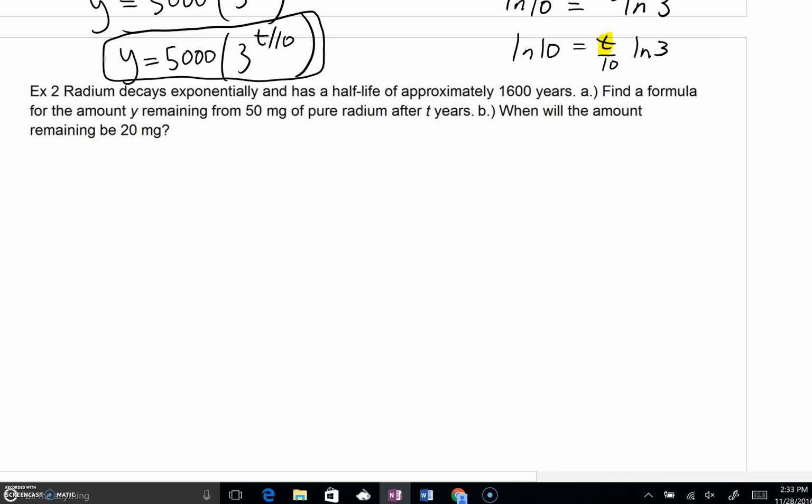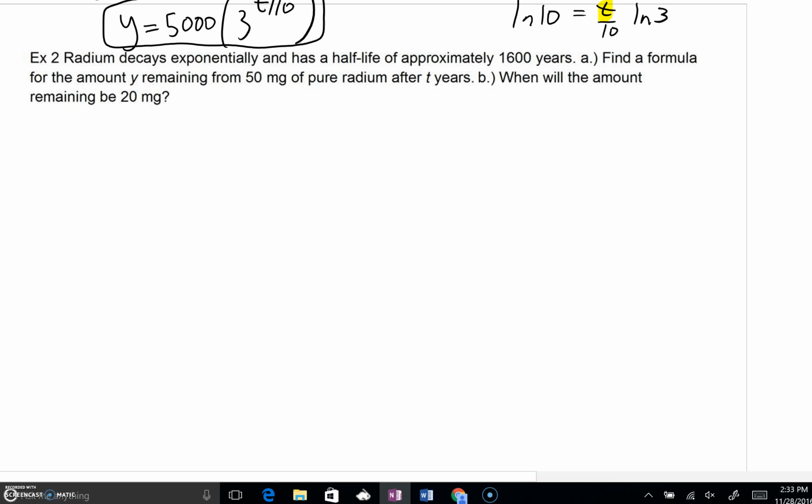Wow, you're going to see half-life in these problems. No doubt about it, one of the most famous applications. Radium decays exponentially. It has a half-life of 1,600 years. Wow. Find a formula for the amount Y remaining from 50 milligrams of pure radium after T years. And no doubt about it, we're still going to use this very basic formula. If you have a half-life problem, that's what you're working with.